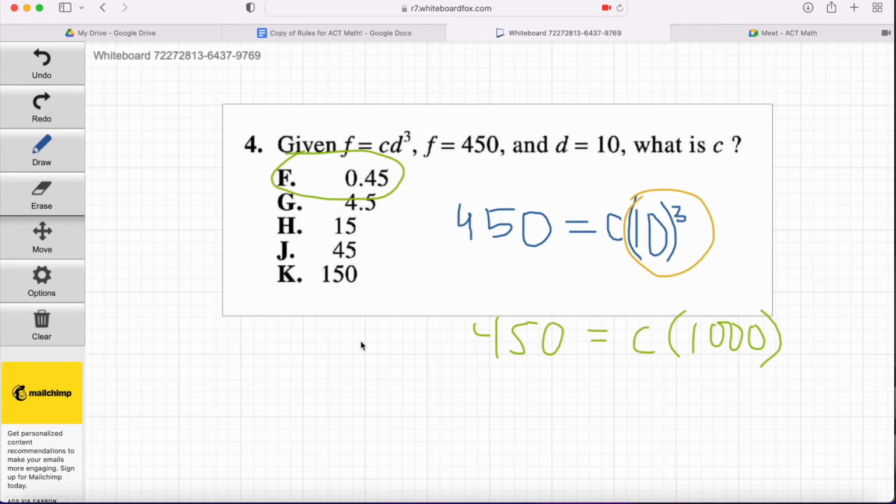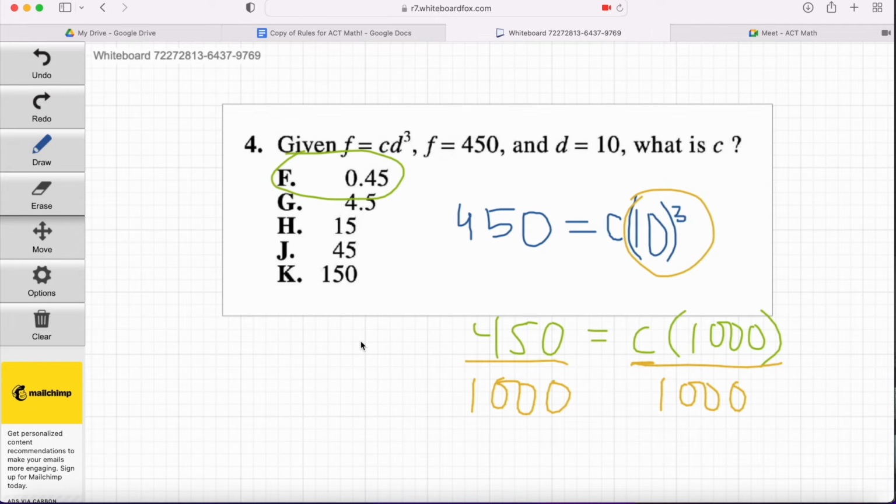So notice we're trying to isolate C. We're trying to get C alone. Notice C is being multiplied by 1,000. So you want to divide. To get C alone, just do the opposite of multiplying by 1,000. What's the opposite of multiplying by 1,000? Division. Dividing by 1,000. Exactly. So it's 450 divided by 1,000.